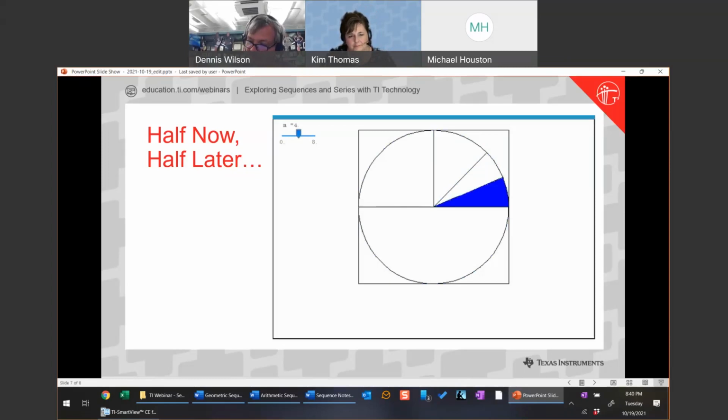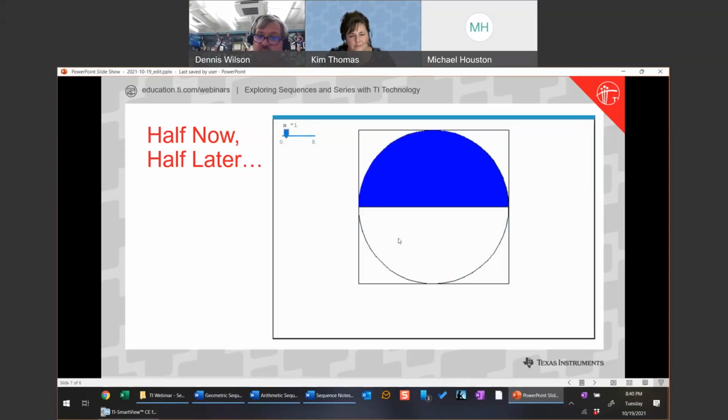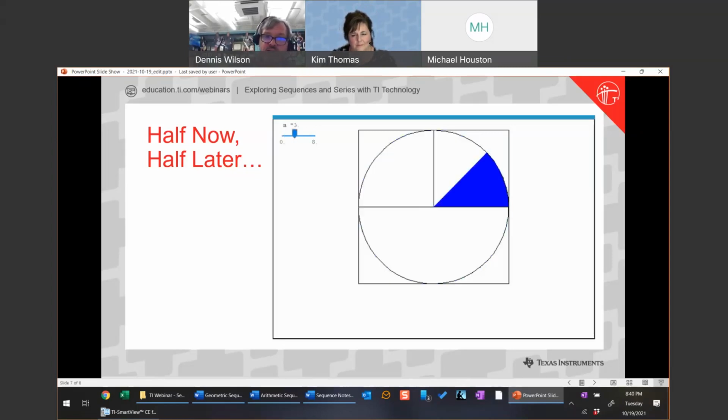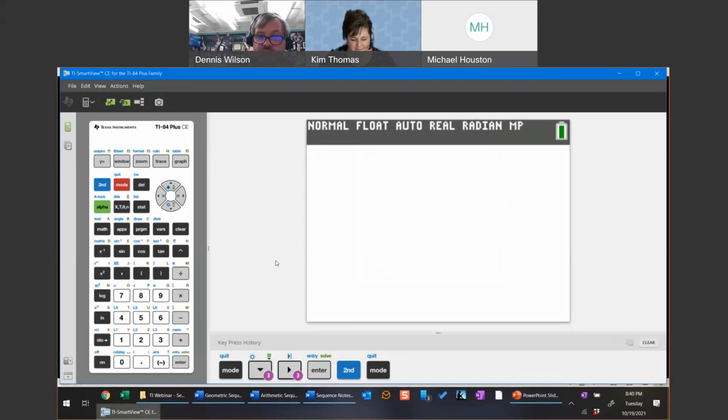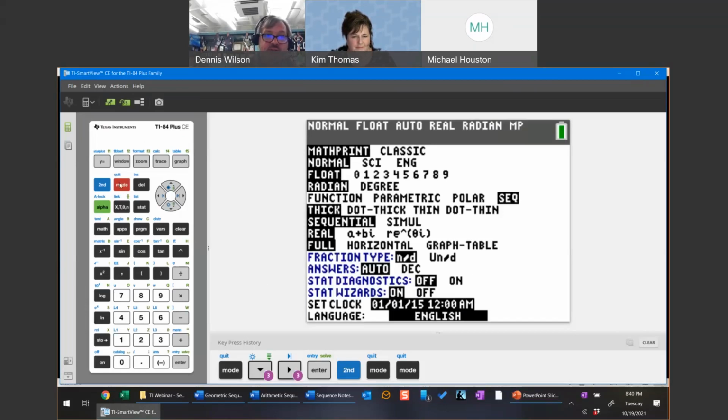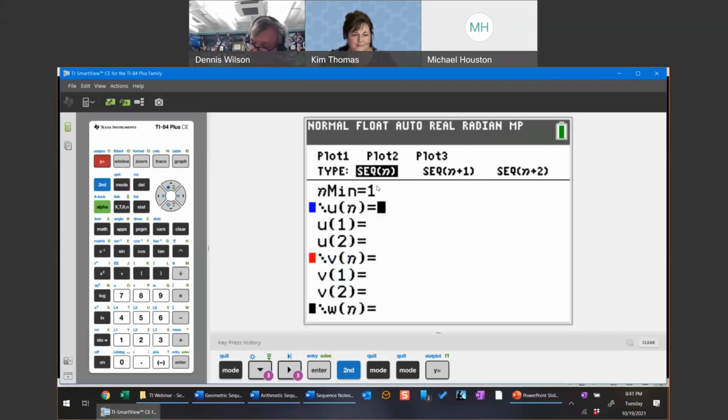So what we want to do is look at plotting the size of the piece, but we're also going to look at plotting how much total cake is eaten, because that represents a sequence as well. While Kim was demonstrating the Nspire, I went ahead and reset my calculator. So I've got a blank slate, and I went into the sequence mode. Remember, we went into sequence mode by pressing the mode key, highlighting sequence, and pressing enter. So I'm going to go into my y equals, and I'm going to make some changes.